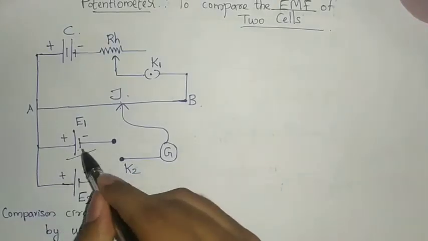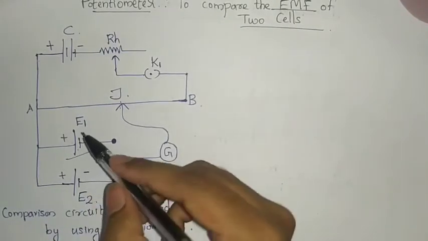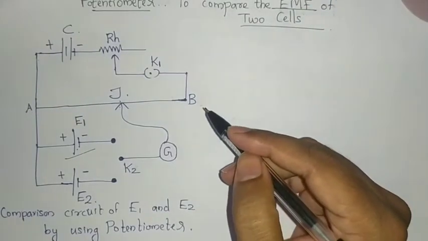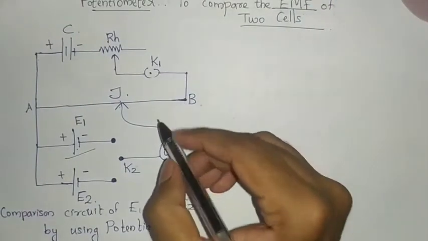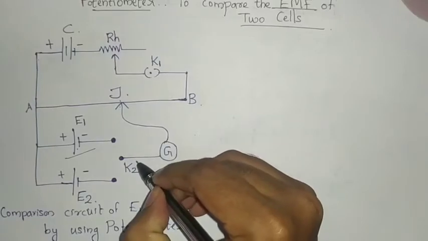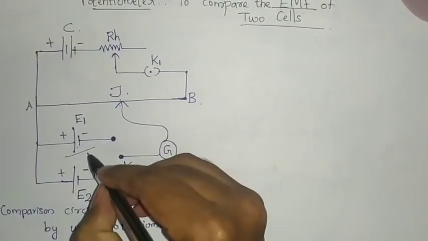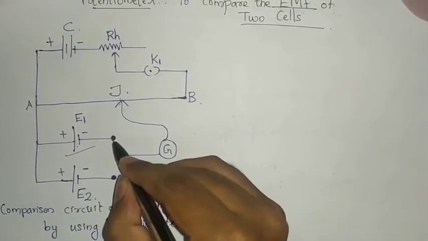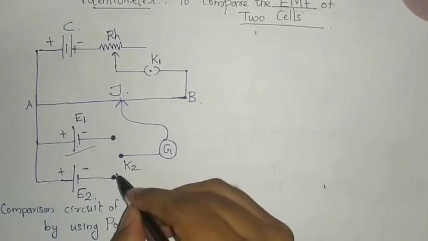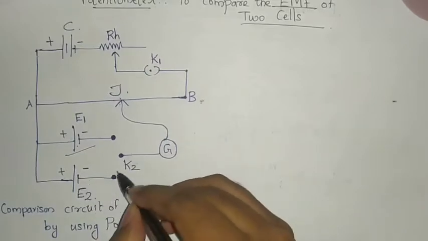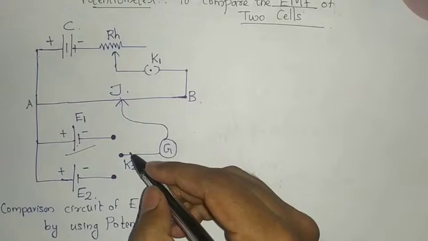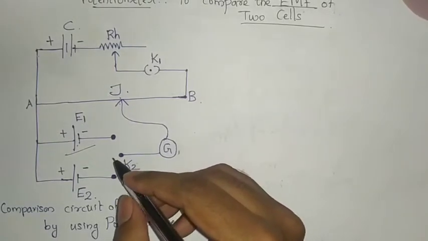This is for the cell E1, so the first balancing length is taken as L1. Now by removing the plug from the one-way key, we disconnect the cell E1 and then we switch on the way 2. This one is open, and now this one is closed. So E2 is switched on and current will be allowed to flow because of E2.